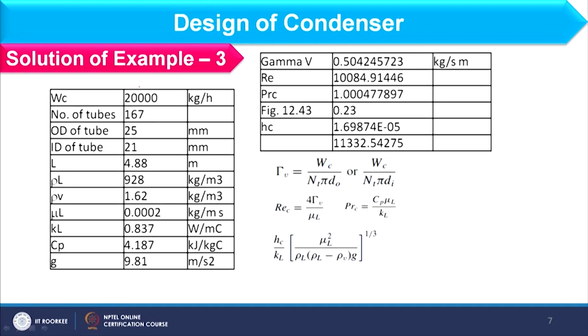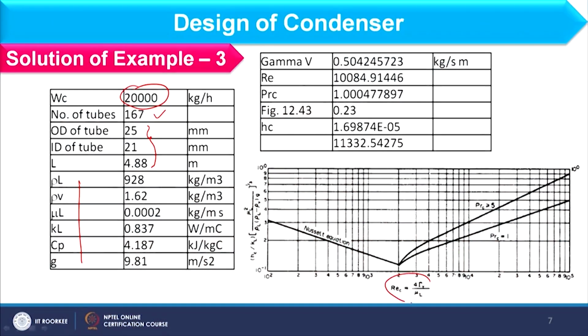So, condensate flow rate is given as 20,000, number of tubes is given as 167, OD and ID of the tube along with the length are given like this, and we are given properties of the fluid. Okay. And first of all we have to use the graph to find out heat transfer coefficient in tube side. So, if you see the graph is like this, where I should know the Reynolds number and the Prandtl number, right. So, first of all we should find the Reynolds number and then we will proceed further.